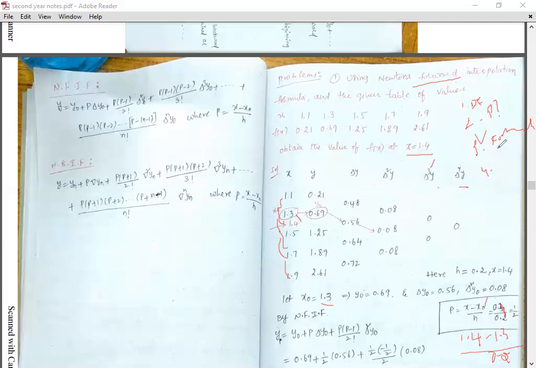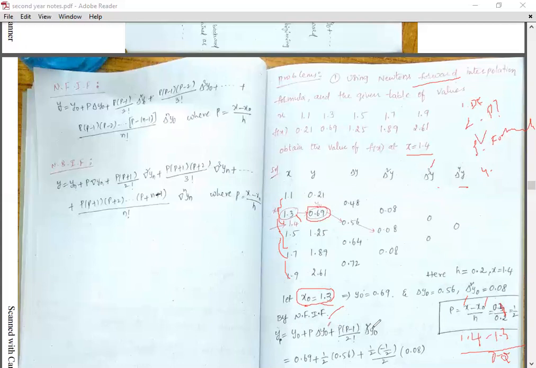Now we need to write our formula. So we are writing by Newton's forward formula, y_p is nothing but y at p = 1 by 2, nothing but y of x, means y of 1.4, is equal to y naught plus p delta y naught plus p(p minus 1) by 2 factorial delta square y naught. y naught is the value of y corresponding to x naught. x naught is chosen as 1.3, hence the corresponding y is our y naught.